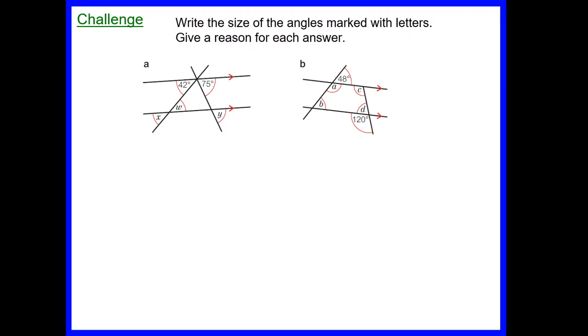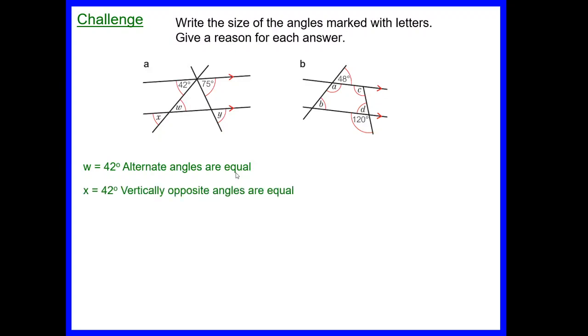Okay, let's talk those through then. So again, I'm going to do them in alphabetical order. So starting with W, we've got 42 degrees. Alternate angles are equal, so I've used the 42 here with the W on alternate sides of our traversal line.